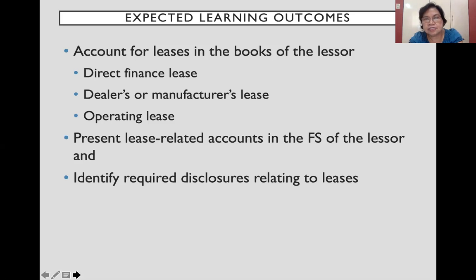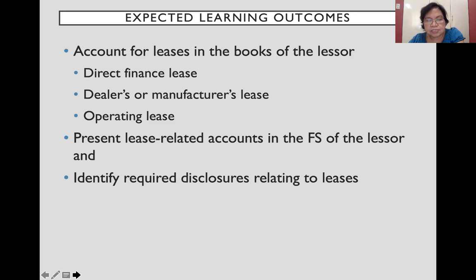Whereas a finance lease is one that is accounted for by the lessor as, in effect, a sale of the asset to the other party, the lessee, such that the periodic payment received by the lessor from the lessee is considered to be installment collection of the asset that is sold to the lessee.